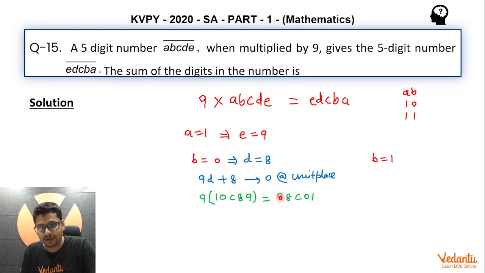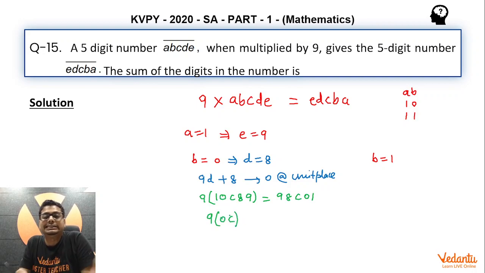So that means when you multiply 9 by 0C, so to speak, there shouldn't be any carry forward. Why? Because 9 multiplied by 1 is itself 9, and if there is a carry forward, it will not be a 5-digit number, it will become a 6-digit number. So there shouldn't be any carry forward.